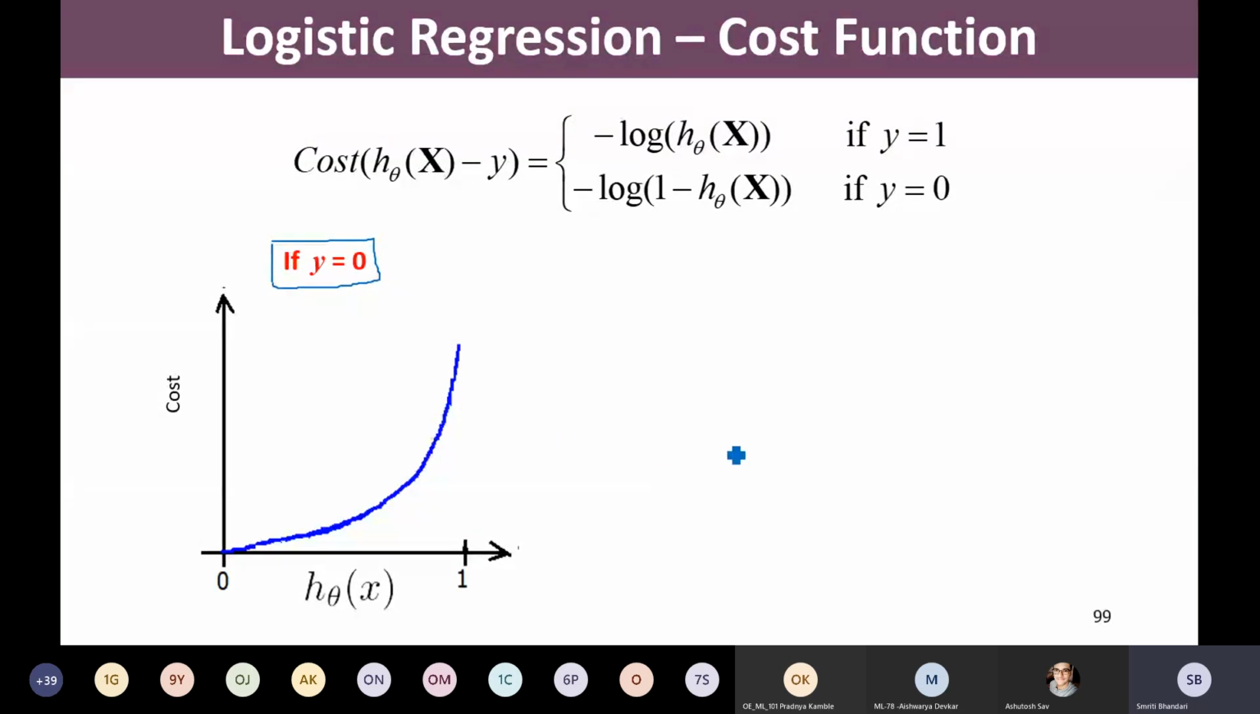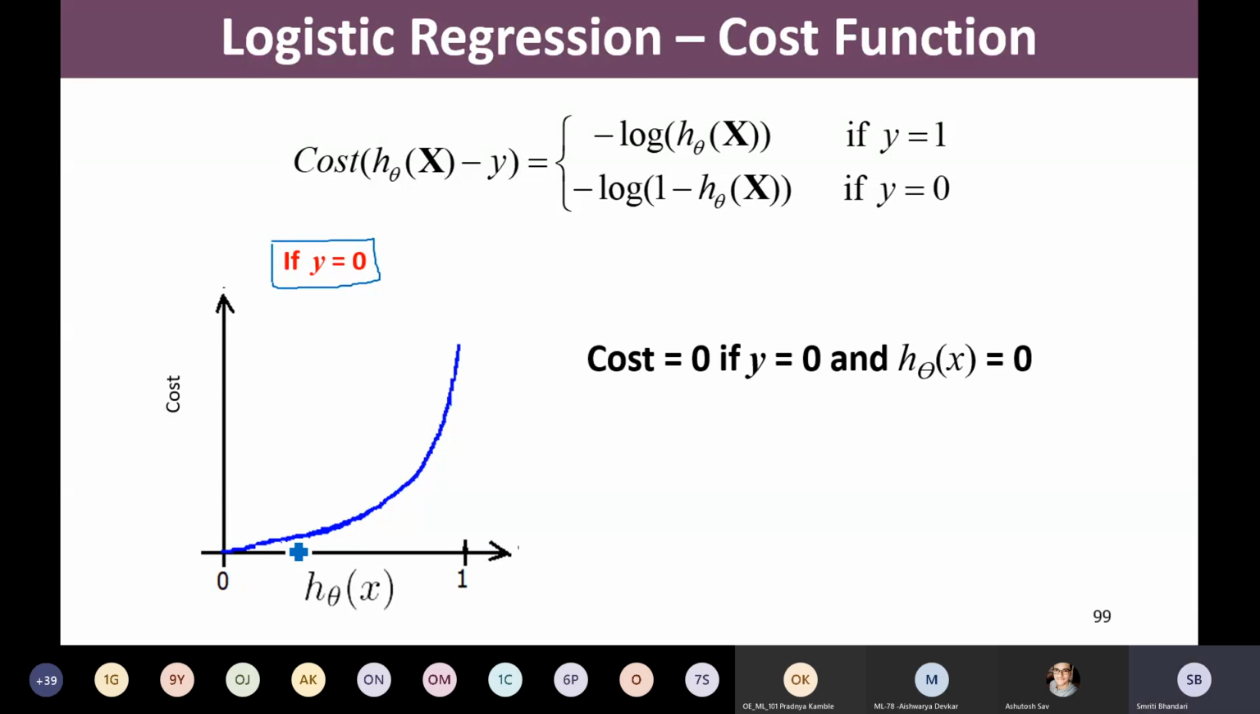Now once again, how to interpret this? See here, if my actual class y is 0 and if h theta x is also producing the value 0, that means it is also predicting the class as 0, then obviously we have zero cost associated, because whatever is the actual, that is what is predicted. So no cost associated, no error. Our cost is 0.